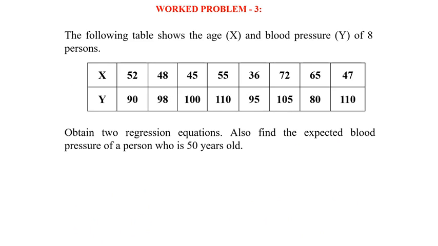Third problem, worked problem number 3. The following table shows the age, which has been taken as x, and the blood pressure BP, y, of 8 persons. 8 observations are given. Observe here. Then what we have to do is obtain two regression equations and find out the expected blood pressure of a person who is 50 years old.